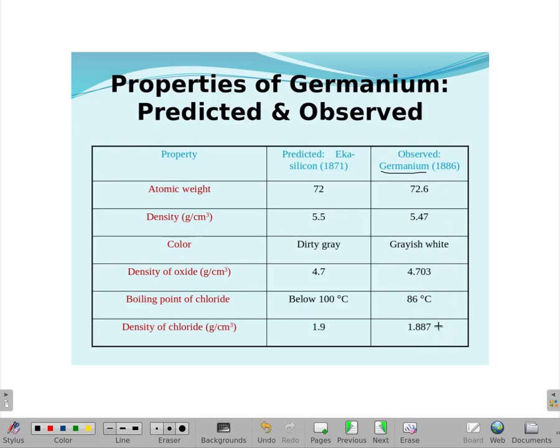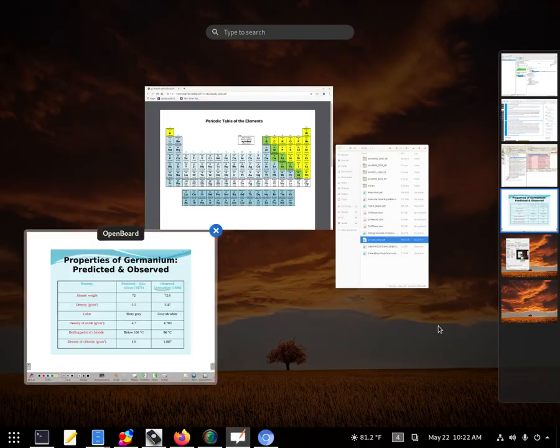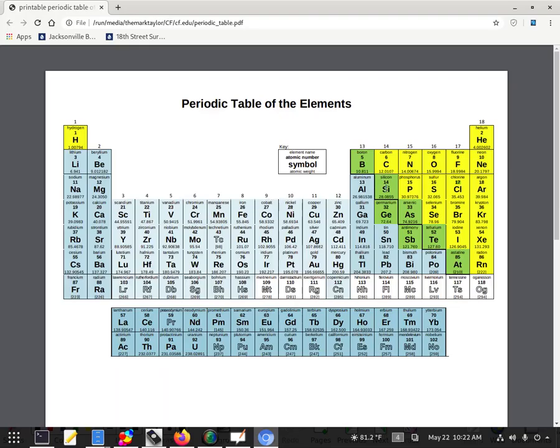Now, the reason for that is if you look back to our periodic table, there's your carbon, there's your silicon, there's your tin. Germanium is in that column. And that column tells us similar chemical properties. So since he knew things about silicon and he knew things about tin, he technically knew things about germanium.